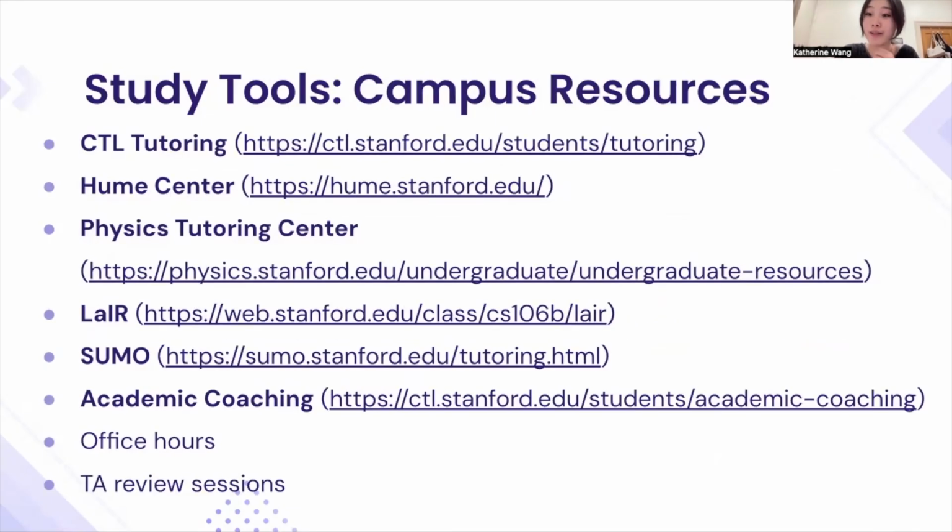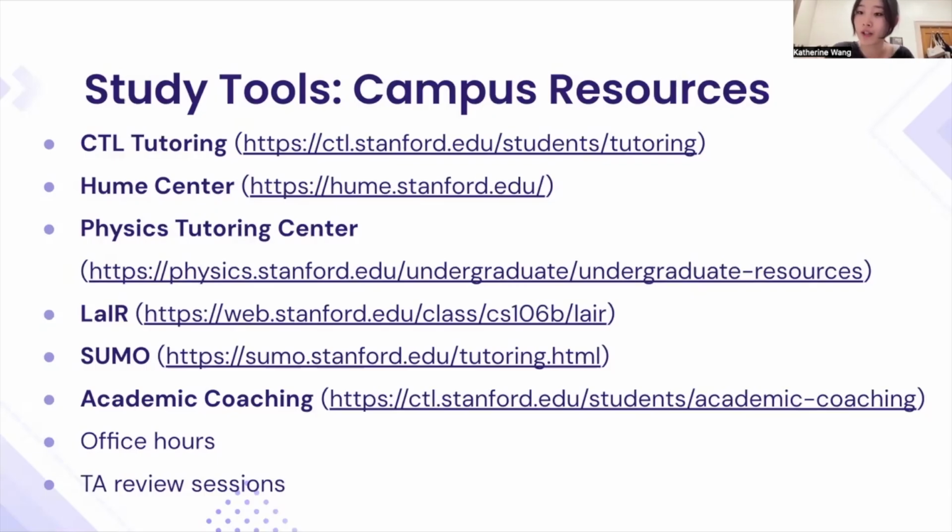I also wanted to share some really helpful study tools on campus. So we have probably all heard of CTL tutoring. It's free tutoring. You can do drop-ins or make an appointment with one of the CTL tutors. The Hume Center is really good for oral presentations as well as writing. If you've taken Power, you've probably been to the Hume Center. It's super helpful, but it's kind of like peer review by different students, and they can also help you work on your public speaking skills.